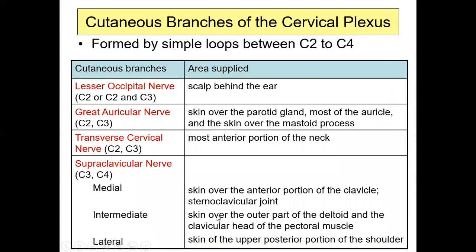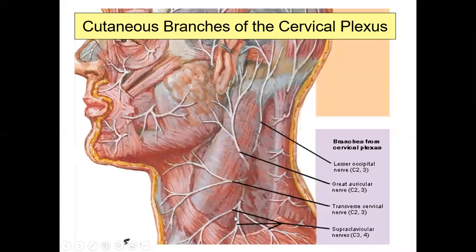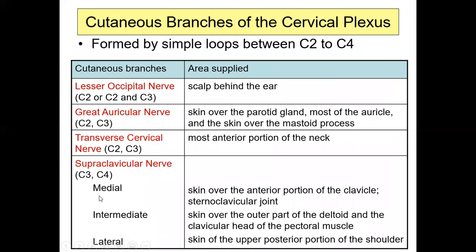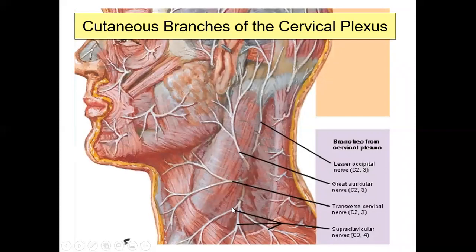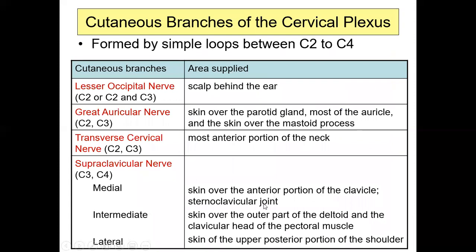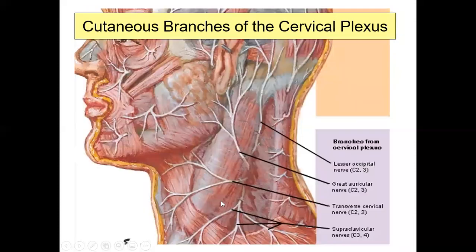We have three branches. For the medial branch, it supplies the skin over the anterior portion of the clavicle and the sternoclavicular joint. So this is the medial branch, supplying the anterior portion of the clavicle and also the sternoclavicular joint.